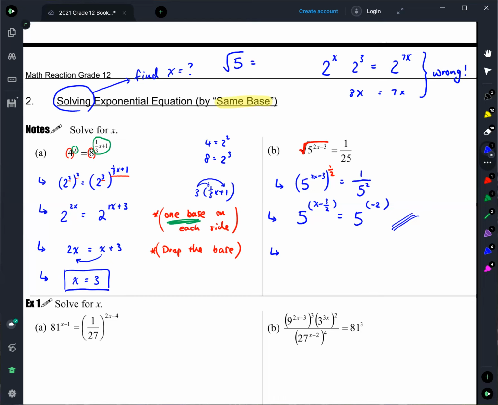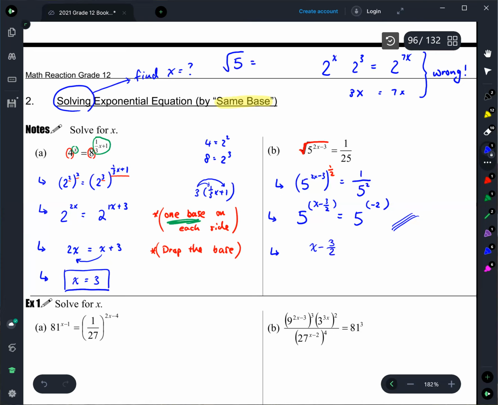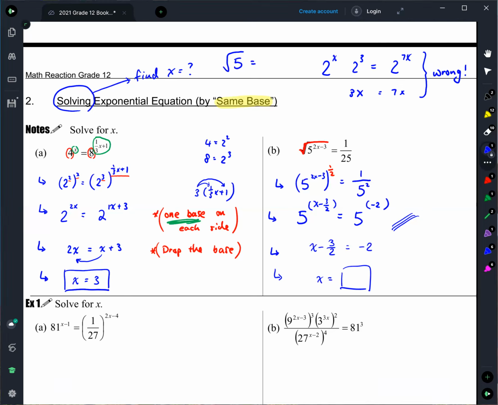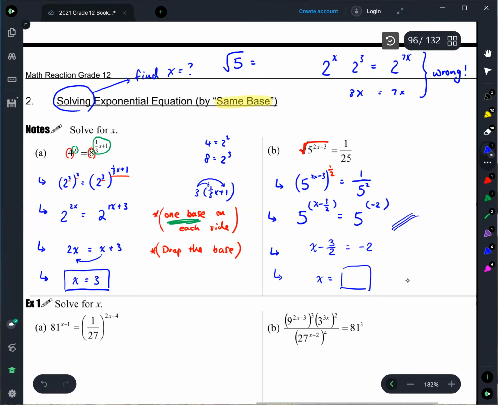And then you look at the left side, right side, they only have one base, right? Now we can drop, okay? Drop the base, just focus on the exponent now. The exponent on the left should equal the exponent on the right side. Okay, ignore the base. So from here, solve for x. All right, so please solve for x. After you find the answer for x, please raise your hand.